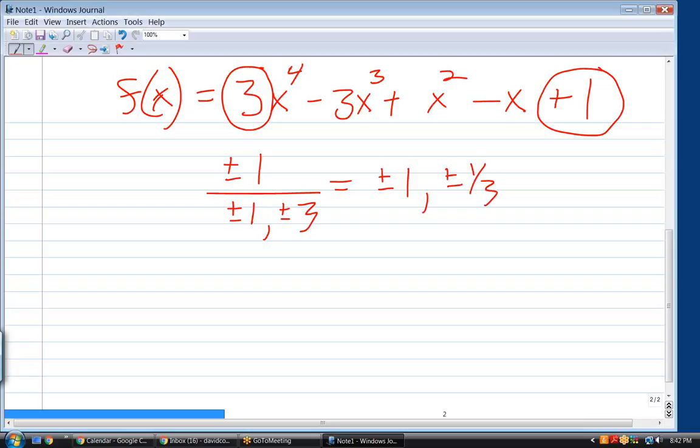That's it. That's our only possible rational factors. Okay? Now, if we want to go ahead and solve the problem and find what the rational factor is, then we need to start trying some of these. And that truly is the next step.